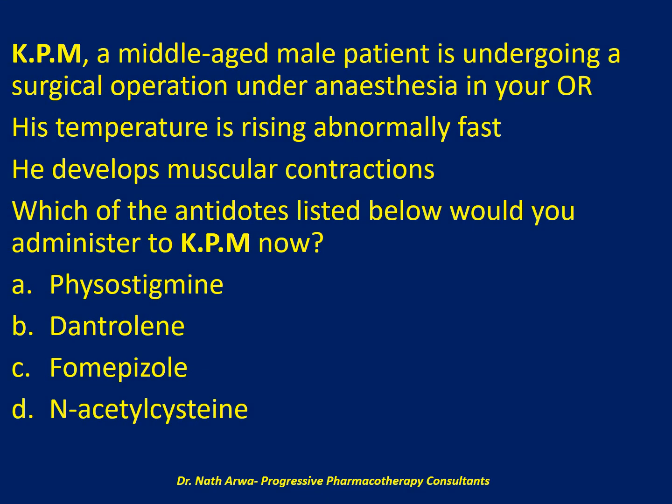And it reads, KPM, a middle-aged man, is undergoing a surgical operation under anesthesia in your OR. His temperature is rising abnormally fast. He develops muscular contractions. So my question to you is, which of the antidotes listed below would you administer to Mr. KPM now? Would you administer physostigmine, dantrolene, fomepizole, or N-acetylcysteine? I'll give you 10 seconds to choose the correct answer.